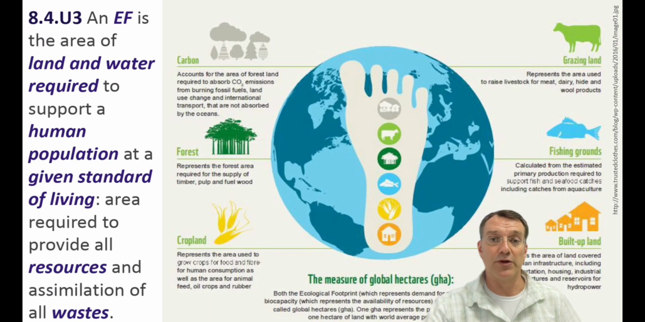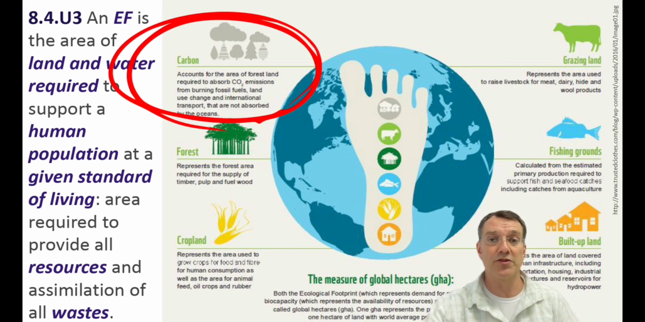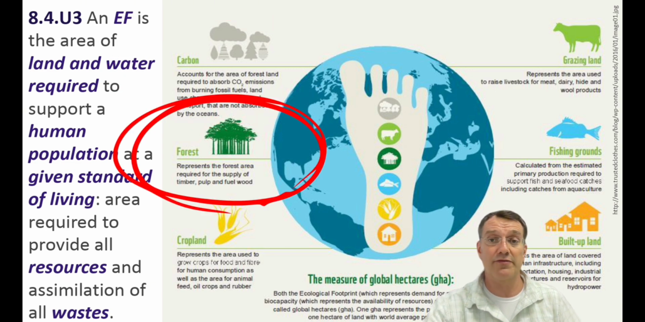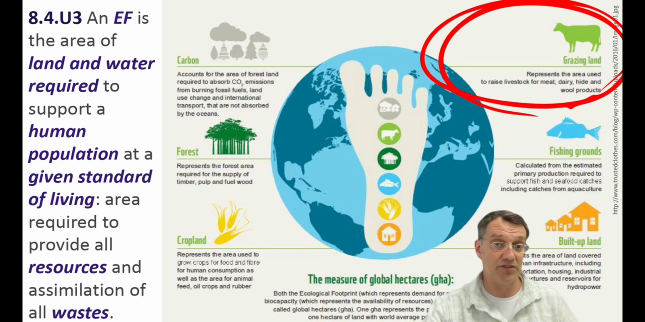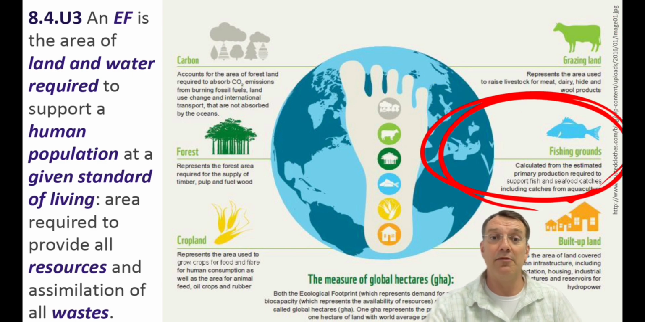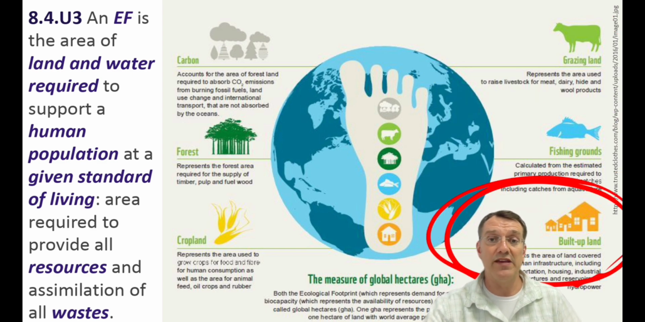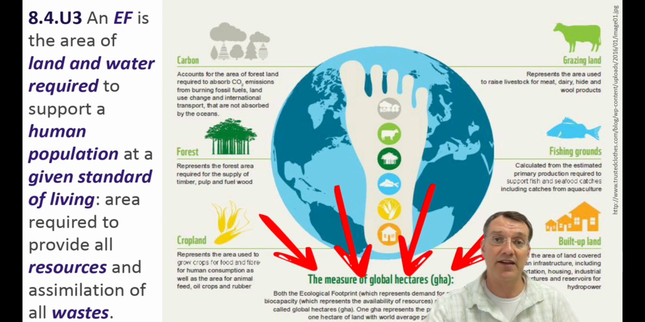An ecological footprint measures the area of land and water required to support a human population at a specific standard of living. It includes land for carbon absorption from fossil fuels, forests for timber, cropland for food, grazing land for livestock, fishing grounds, and built up land. All these are measured in global hectares.